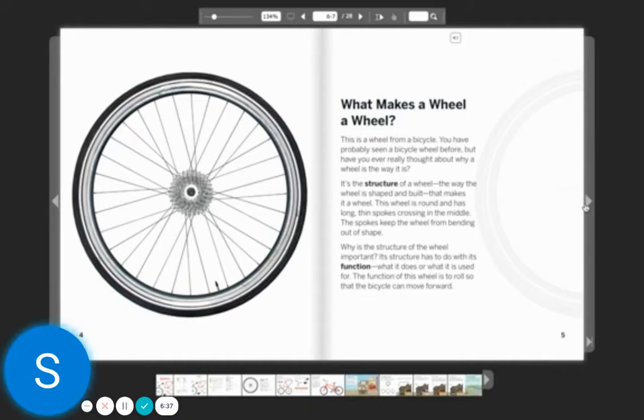Just like we saw in the cherry pitter example earlier, this wheel has a function, and the function is to roll, but then the parts of the wheel serve to help its function. So it's almost like a system all in itself.